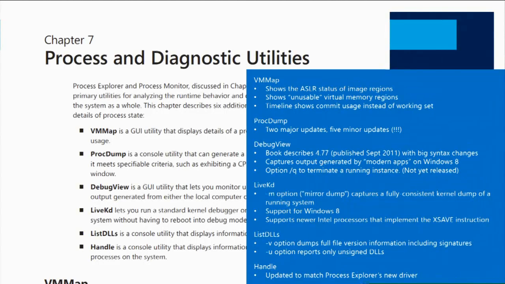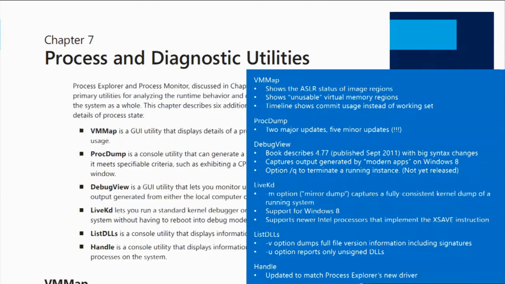List DLLs was added some features to show full file version information. And there's also a new option that lets you report only the unsigned DLLs that are loaded into a process if you're trying to find things that maybe don't belong in there.